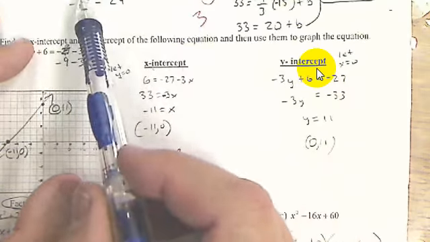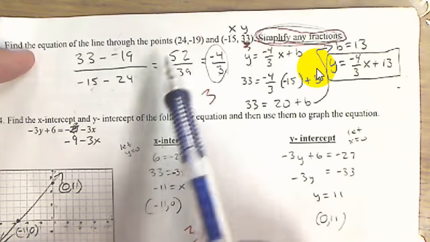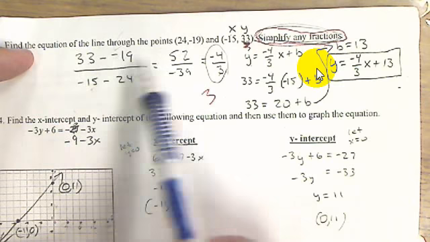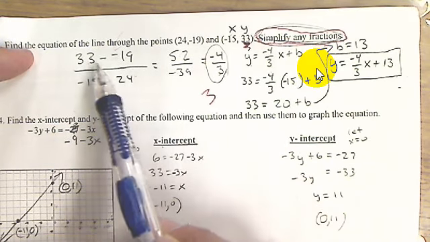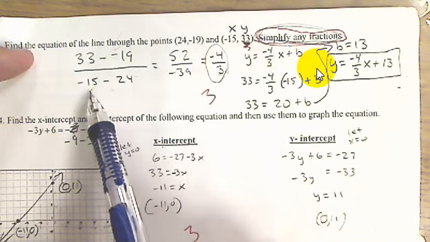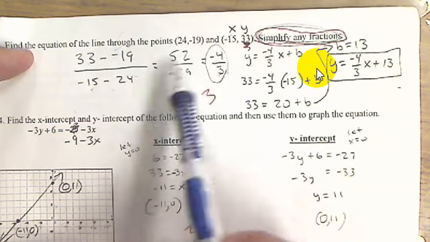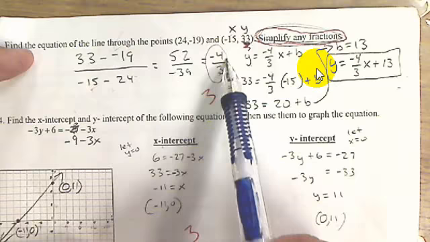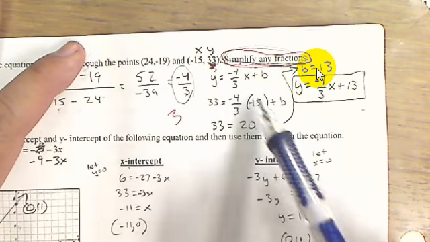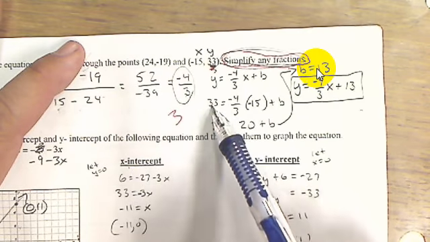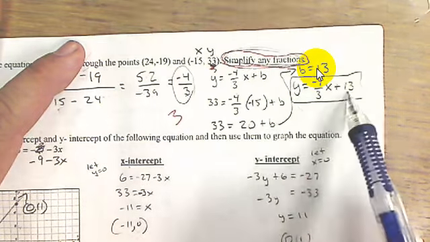Let's see. Slope, change in y, change of x. So I did y minus y, x minus x. That's how I got my slope. And then I plugged in negative 15 and 33 for my x and my y. Solved, and I got my b value, and there it is.